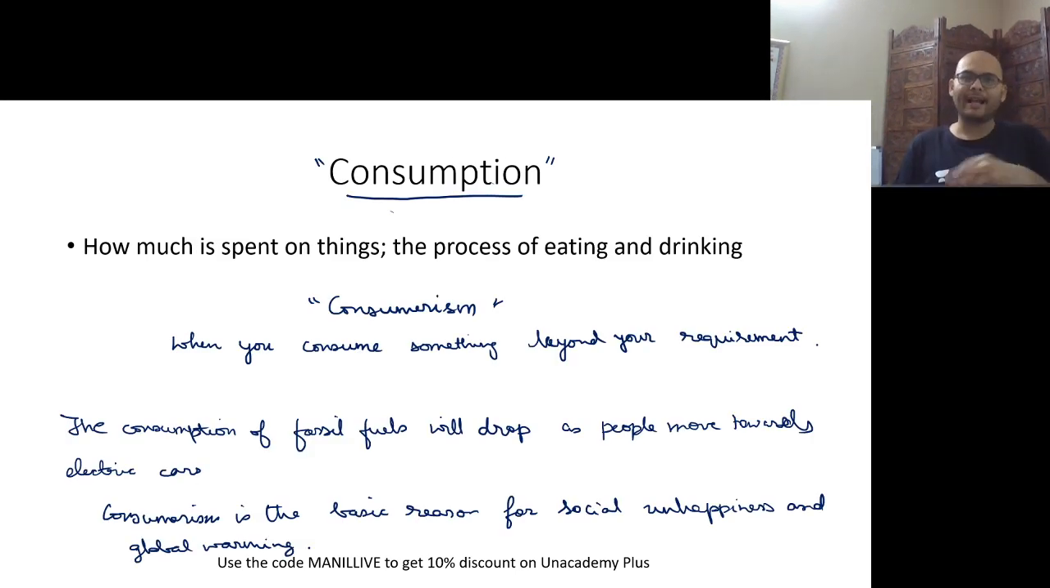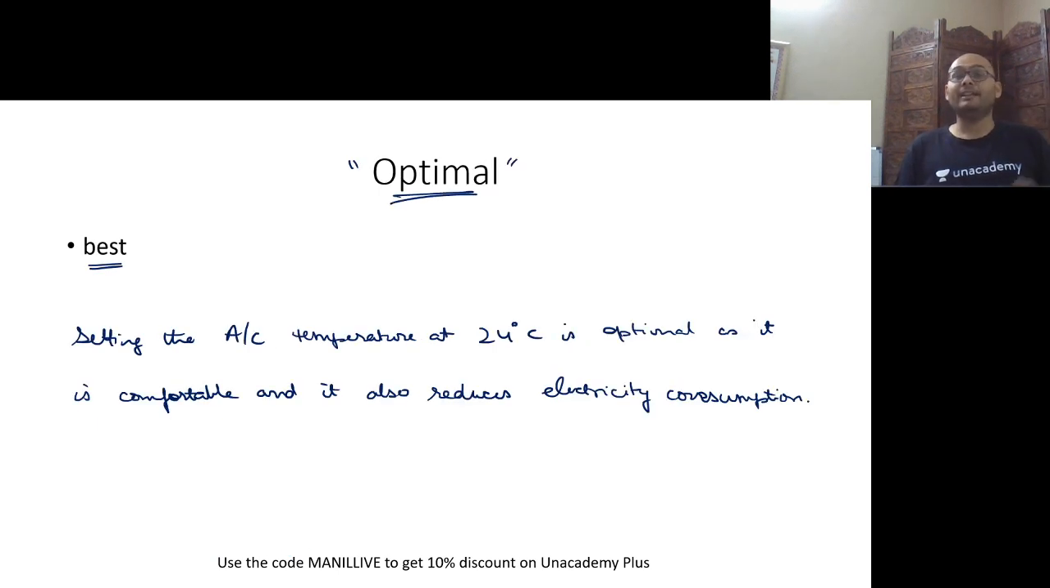Consumption is the act of spending to buy something, or the process of consuming, eating or drinking. Today you can consume a lot of things as well, right? You can consume data, lifestyle, everything. And finally, optimal means best, right? The level at which something is at its best. So those are the 21.